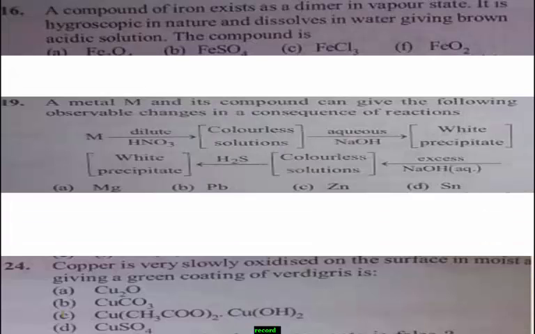Next, question number 16. A compound of iron exists as a dimer in vapor state. It is hygroscopic in nature and dissolves in water, giving a brown acidic solution. The compound is? Observe the given options carefully. The options are Fe3O4, FeSO4, FeCl3 and FeO2.